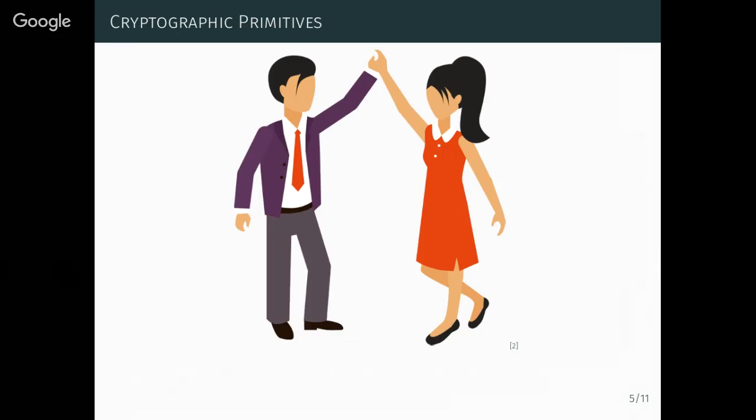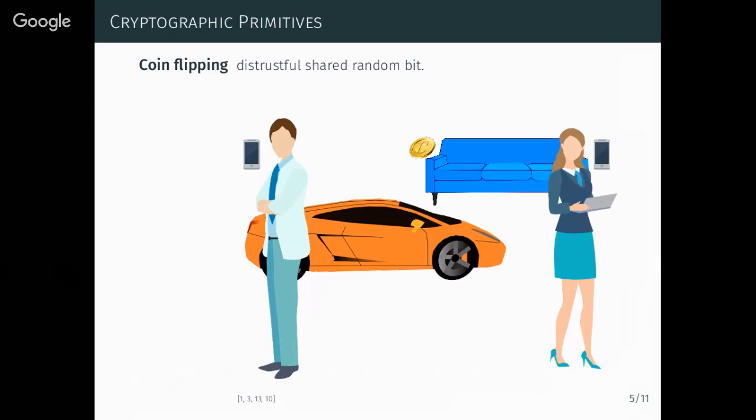But then, due to some reason, they had a falling apart and now they can't stand to see each other. They bought a lot of things together. For instance, they bought a car and they bought a sofa.